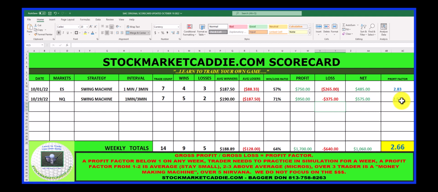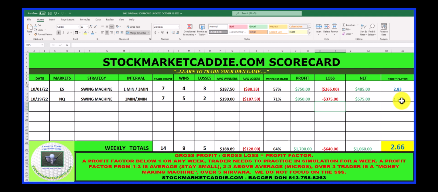What is profit factor? Profit factor is integral to what we do. See, we do not focus on the money. Everybody else focuses on the money. And if you are focusing on the money, whether you admit it or not, you are subtly trading greed or fear. And that will get old and you will lose. It's not good. We focus on profit factor.